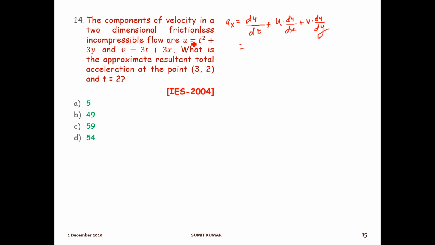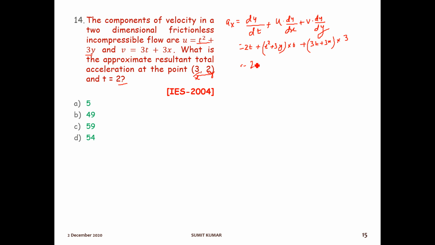So here du/dt, u is given as t square plus 3y. So du/dt is what? 2t plus u, which is t square plus 3y, into du/dx. Since u is independent of x, du/dx is 0, plus v, which is given as 3t plus 3x, into du/dy. du/dy is what? 3 only, t square becomes 0 and 3y becomes 3. And for the point (3, 2) at time t, put x equal to 3, y equal to 2 and t equal to 2 in this equation.